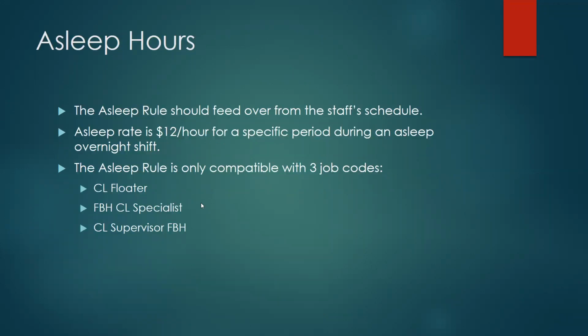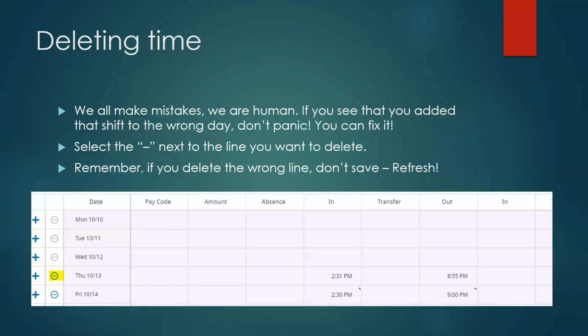And then asleep: the asleep rule should feed over from the staff schedule, so it should automatically be there. But if you need to add it because the staff forgot to clock in and clock out, then that's when you're going to add that asleep rule. Asleep is paid at $12 an hour for a specific period during an asleep overnight shift. The asleep rule is only compatible with community living floater, front half, back half community living specialist, and front half, back half community living supervisors.